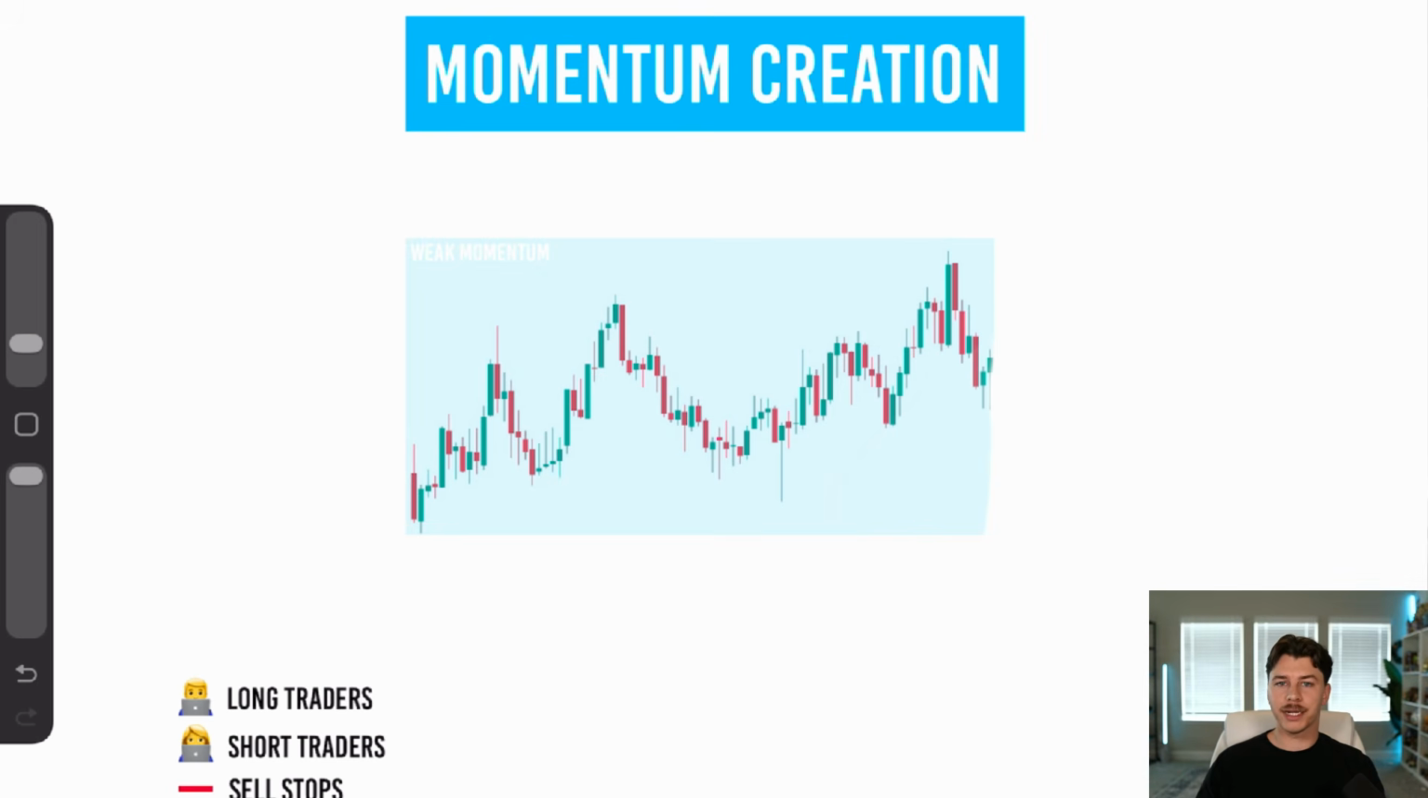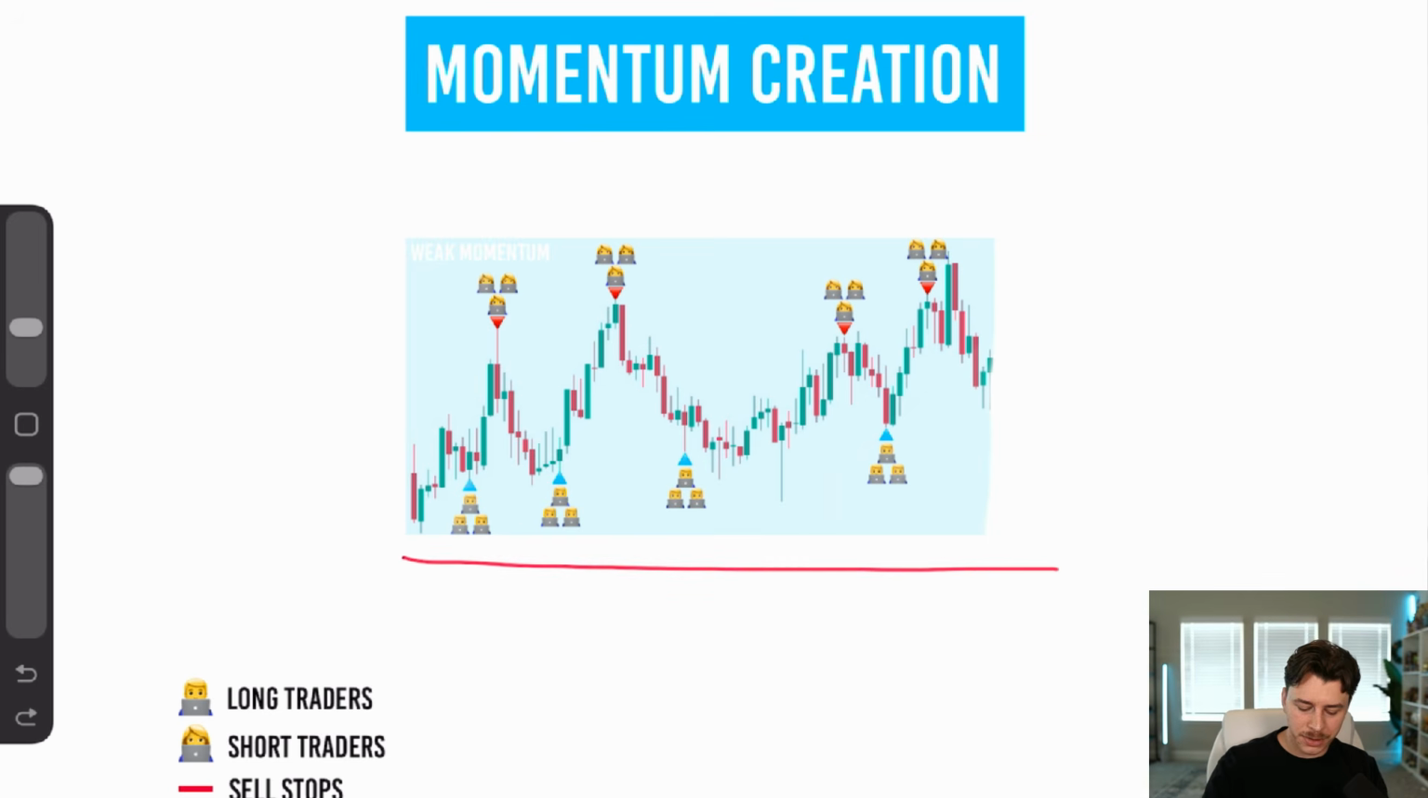There's not a lot of strength in this market. Here's what's actually happening during weak momentum in the market. We have buyers getting into long positions at support, and we have sellers getting into short positions at resistance. Both sides are speculating whether price is going to break to the upside or to the downside. So buyers get long at support and put their stop loss just under that level.